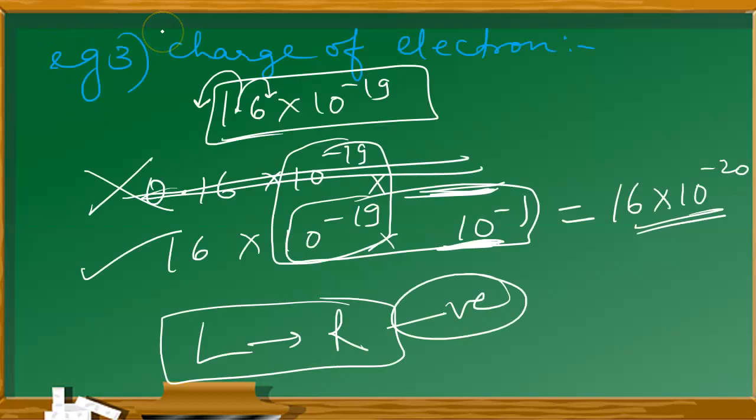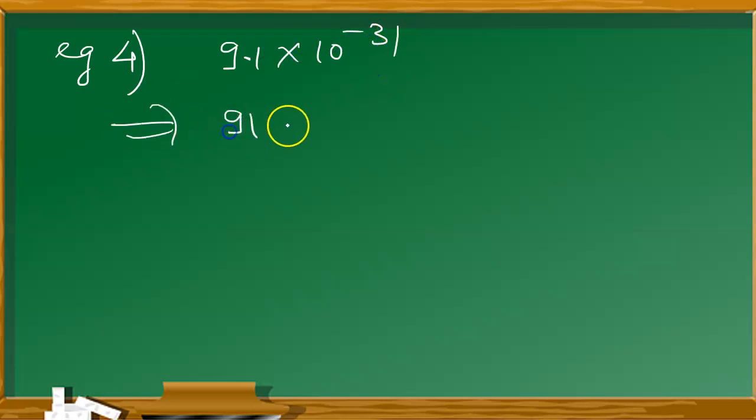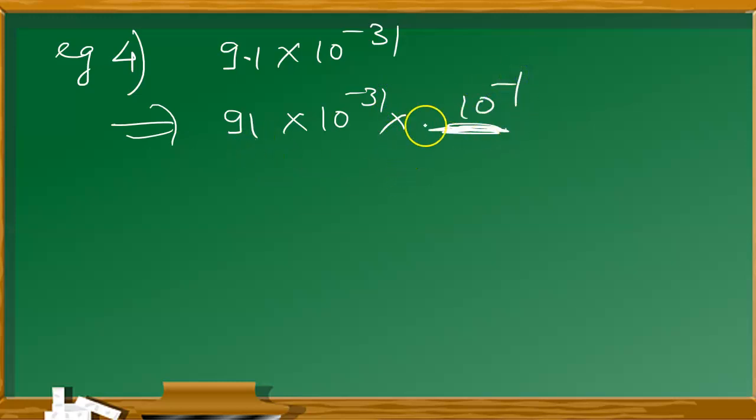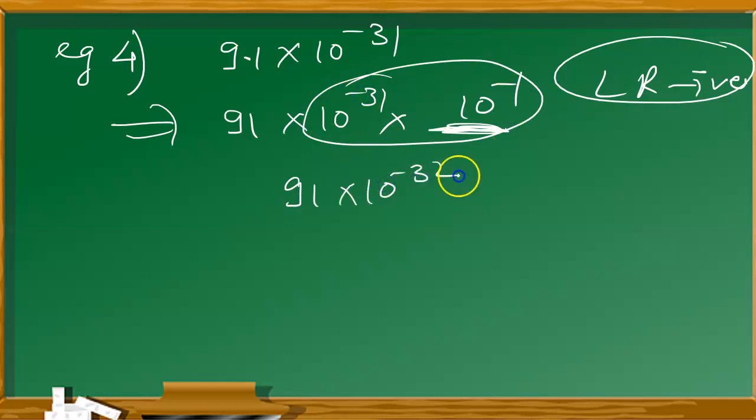One quick example, one more. Then I'll come back to the positive numbers also. Suppose 9.1 into 10 to the power minus 31. I can make this as 91 into 10 to the power minus 31 multiplied by, here the point shifting will be 10 to the power minus 1, because I've shifted from left to right with a negative number. So minus 31 and minus 1, 10 to the power minus 32. Simple, as simple as that.